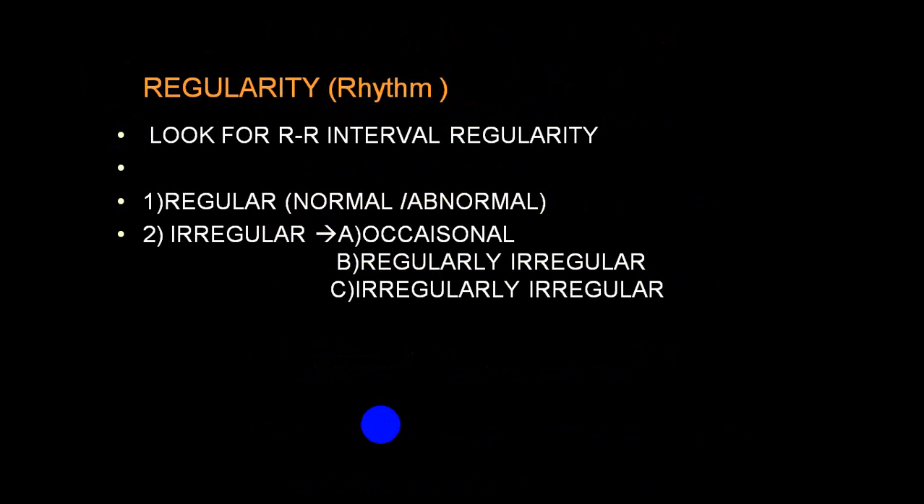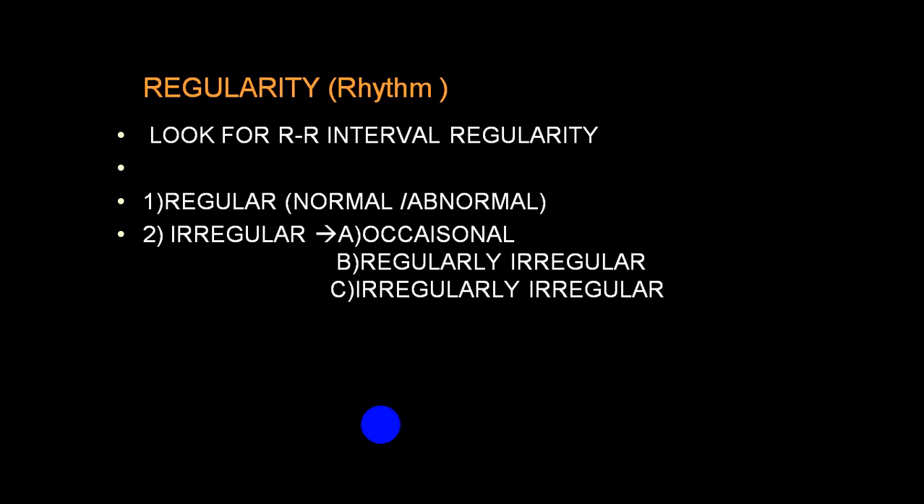Pulse wise, you can find out that it is regular, but ECG wise, it may be regular, but rhythm, as far as pacemaker is concerned, it can be abnormal. We'll be going through some of the ECG and you will understand that particular part. So look at the RR interval. And if RR interval is regular, we call that this is a regular rhythm.